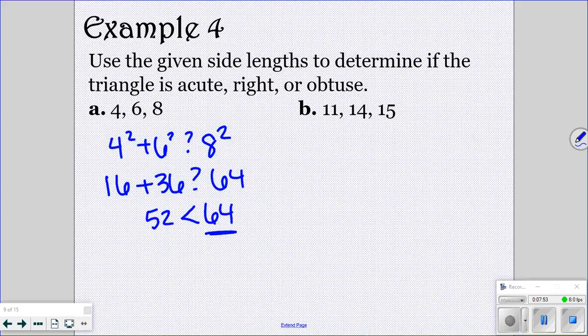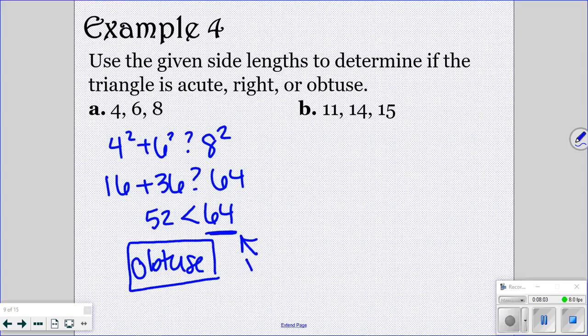So the hypotenuse is the biggest one. So that means that it's going to be an obtuse triangle. This one is the biggest.